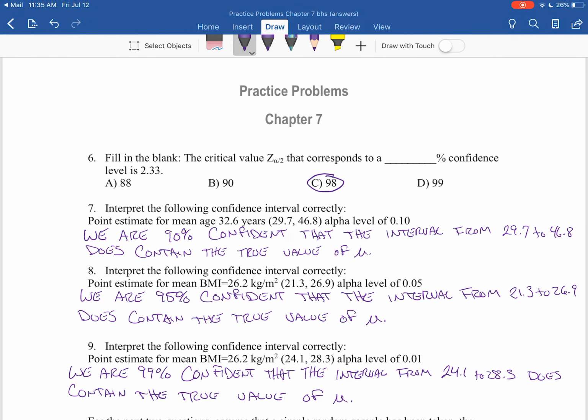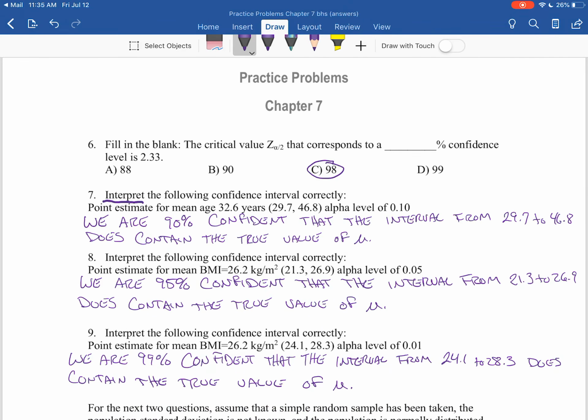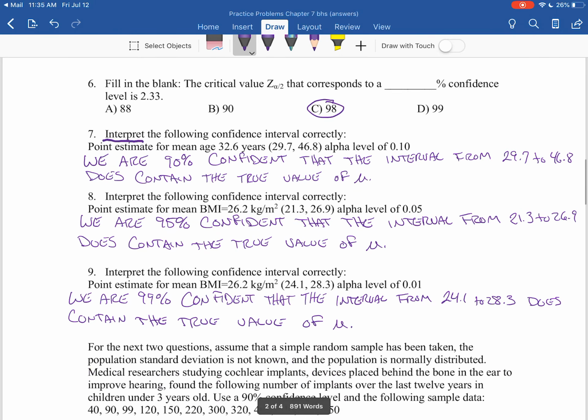Like I said earlier, we are just interpreting. The keyword here is when we want to interpret the confidence interval. Everything is given to us here, so we're just interpreting it, that we are blank % confident that the interval falls between what values and that contain the true value of mu. As you see, I kind of already wrote those out for you there. We're just following the same script as before.